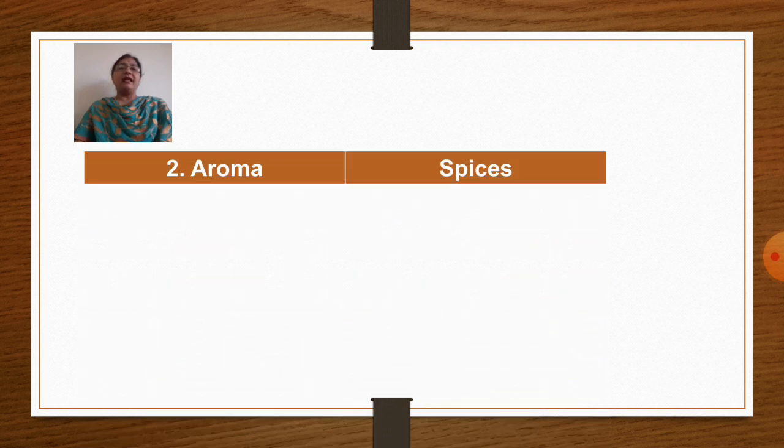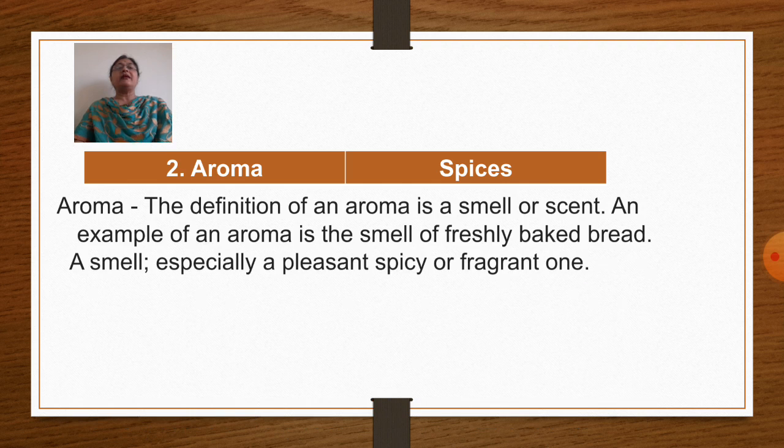Aroma. We get good aroma from different spices. The definition of an aroma is a smell or scent. An example of an aroma is the smell of freshly baked bread. A smell, especially a pleasant, spicy or fragrant one.